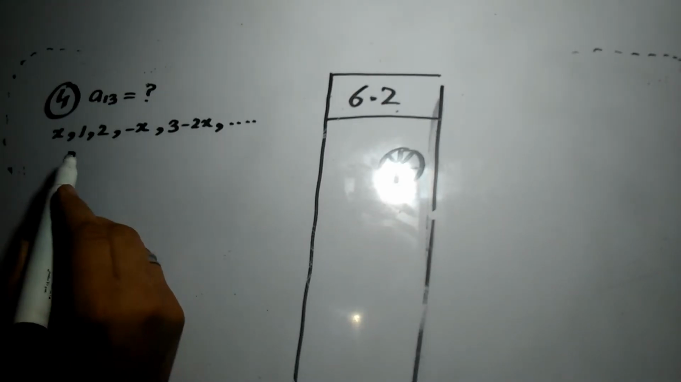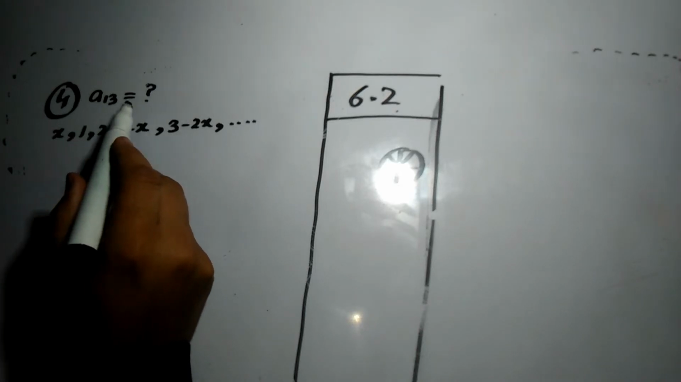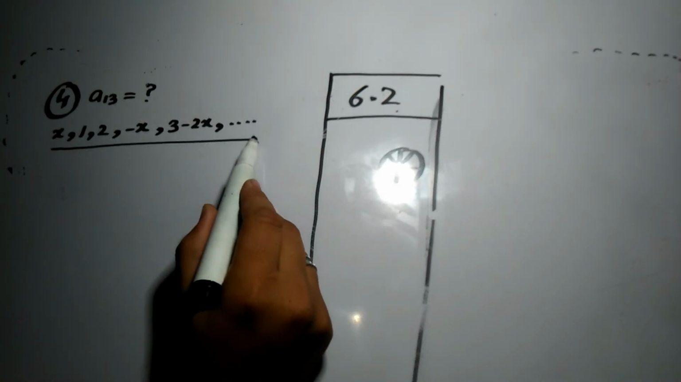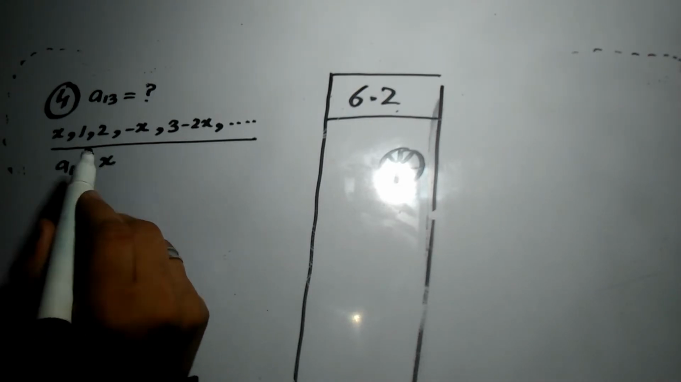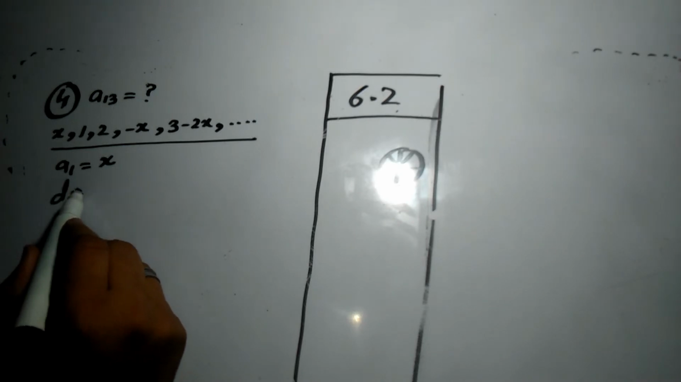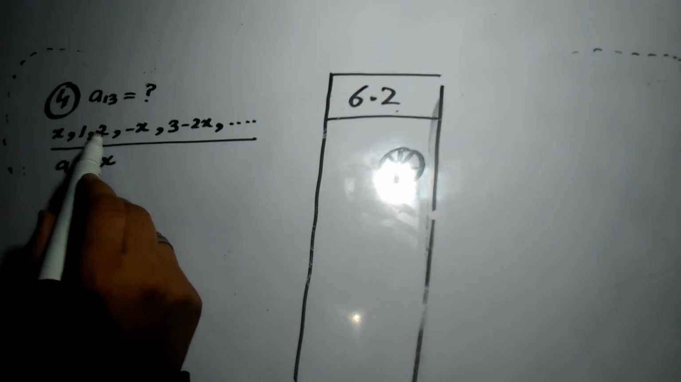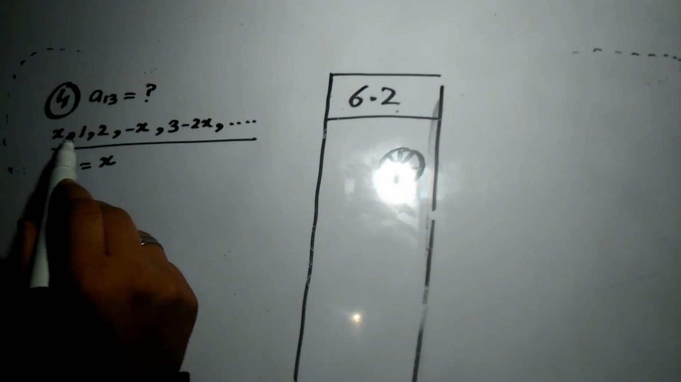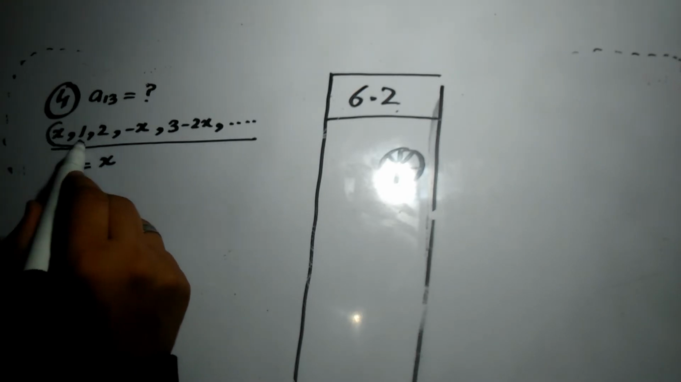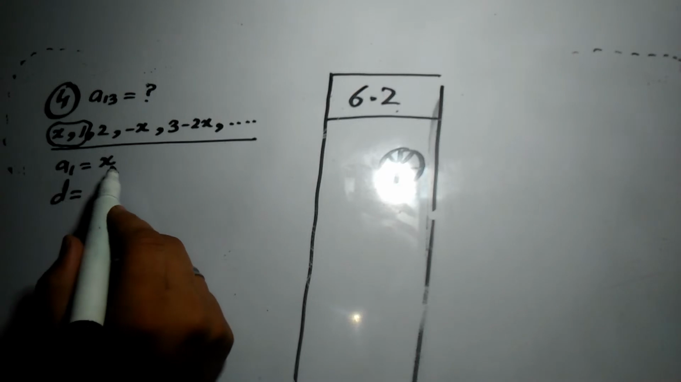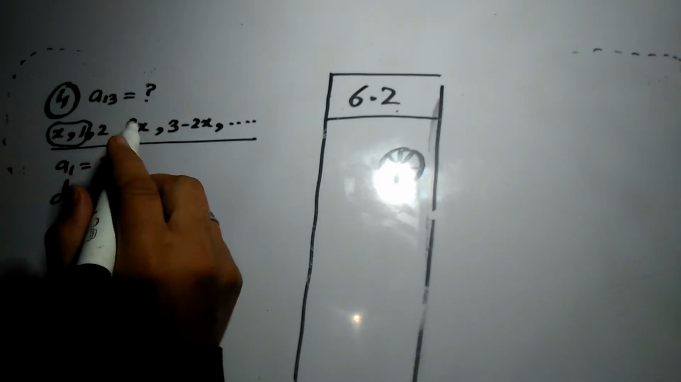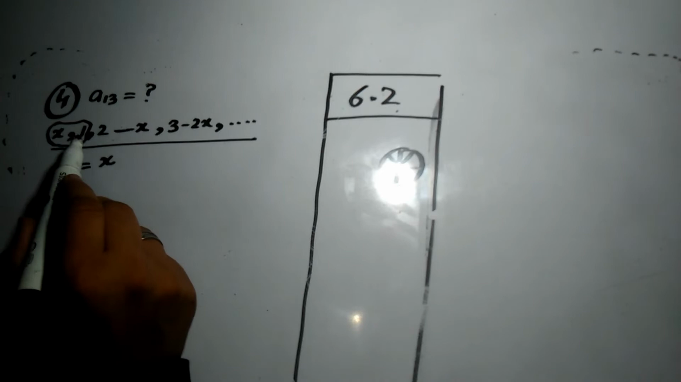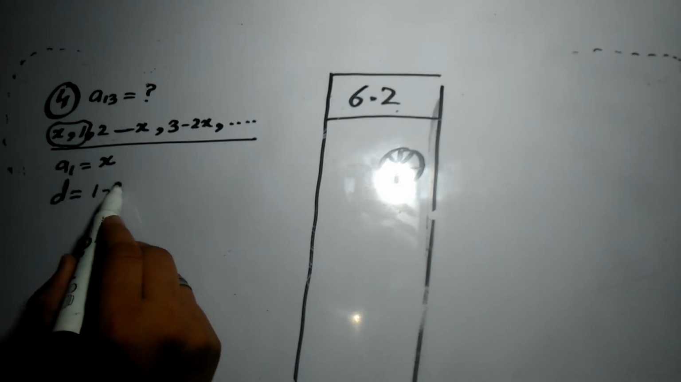Question number 4 is given, as we had to find a13. So this is an arithmetic sequence or arithmetic progression. Here the first term will be equal to x and d is equal to the common difference, meaning from any value we will subtract the second value. This will be equal to 2 minus x. So the common difference will be equal to 1 minus x.